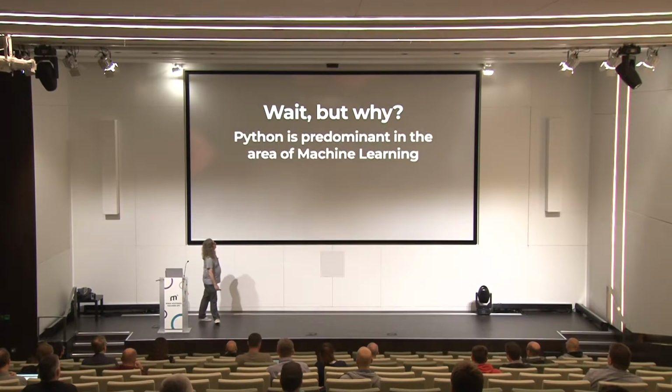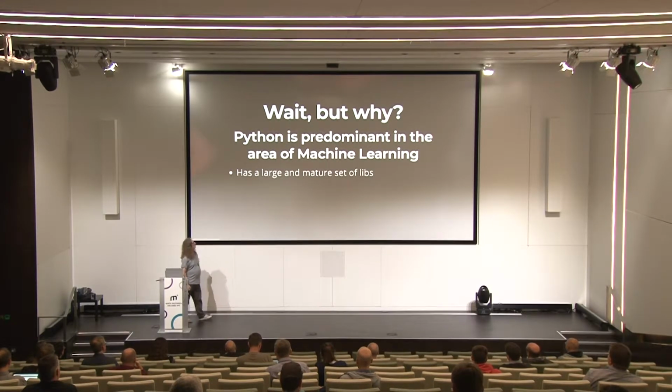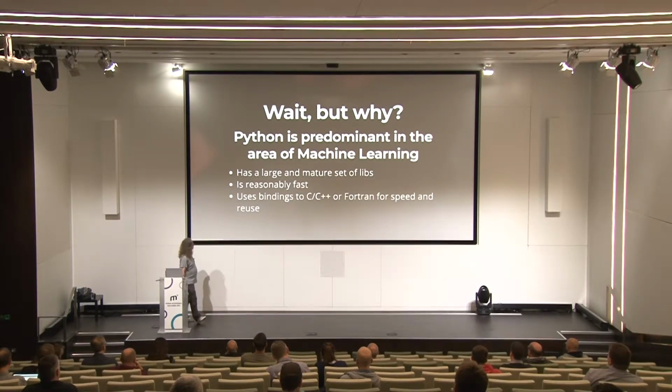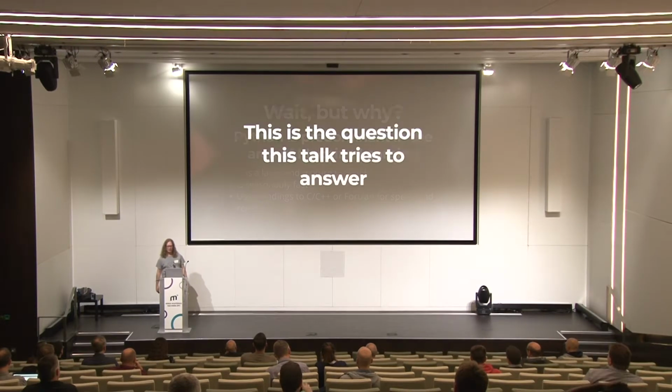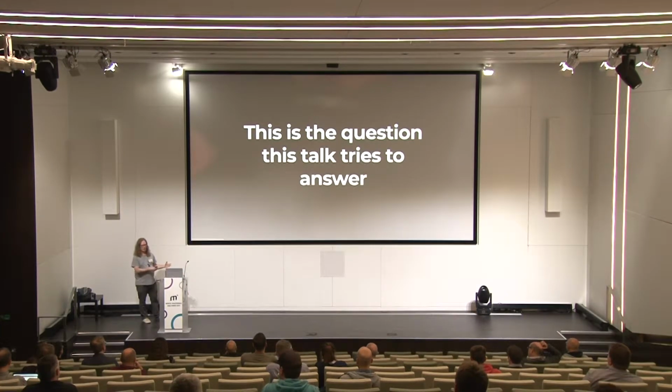Okay, but first, you probably know that the predominant language of machine learning is Python, but we don't do it. But first of all, this is for a good reason. There's a large and mature set of libraries. It's pretty fast because it relies on C code underneath, even Fortran, and it's a good choice. So I think I have a tough task at hand because for the rest of the talk, I need to answer the question. Maybe you didn't have the question before, but now you have it. Why? And this is the answer.